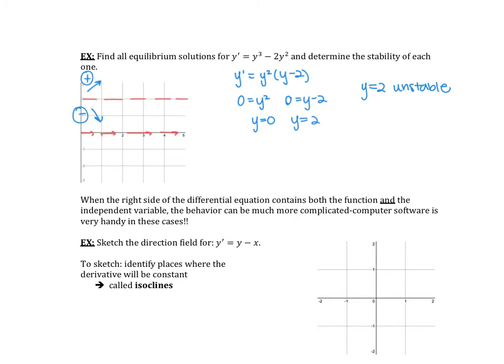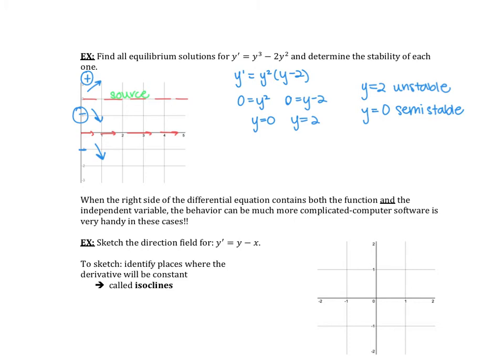And now let's look at y equals 0. If we look at y equals 0 and substitute in something lower, like -1, we'd have positive times a negative, so it is also a negative. And therefore, y equals 0 is a semi-stable. You may also see this called the source because everything is originating from this equilibrium solution.